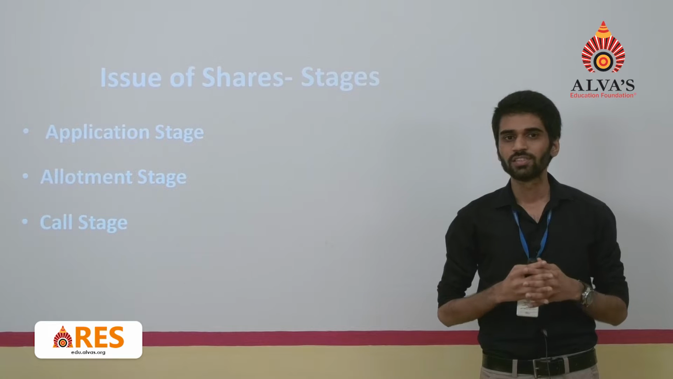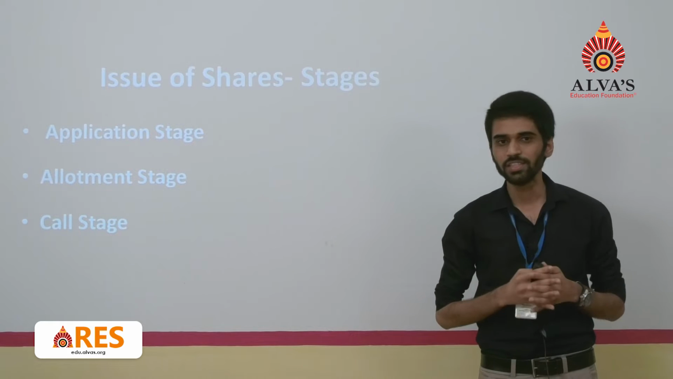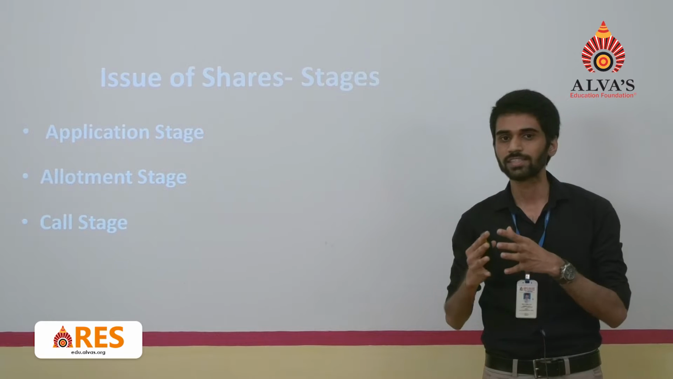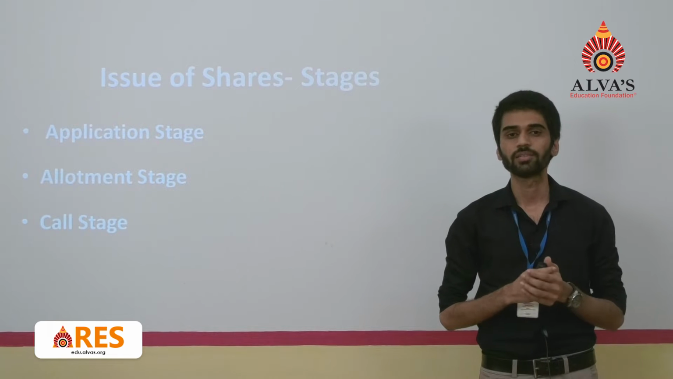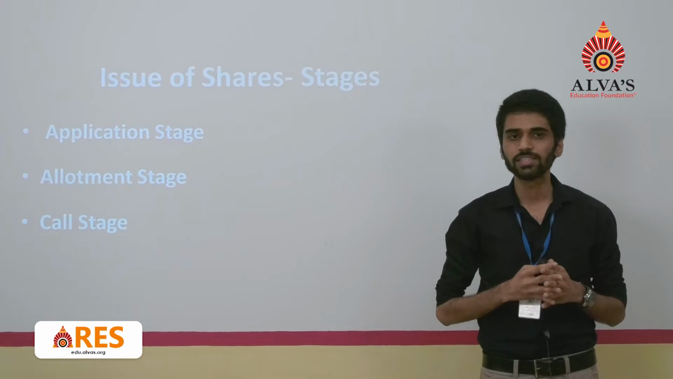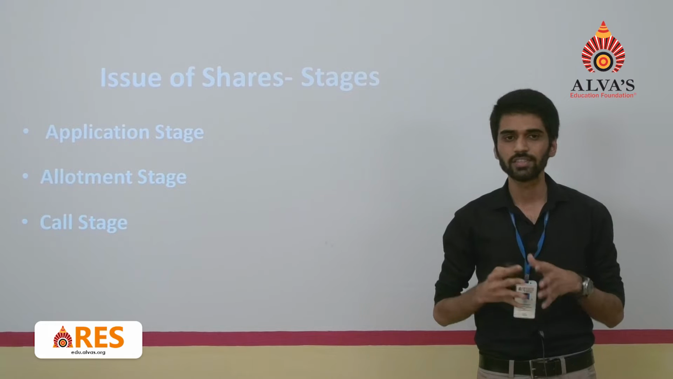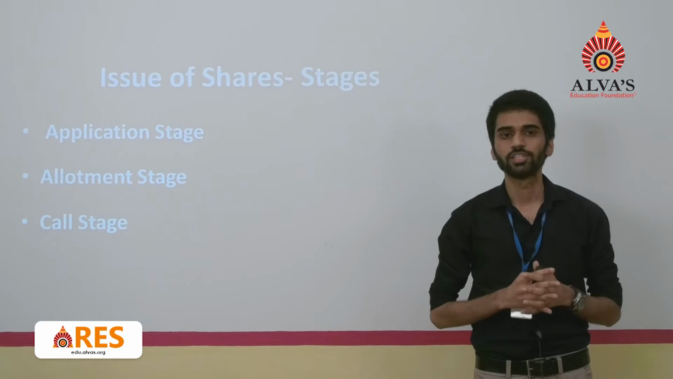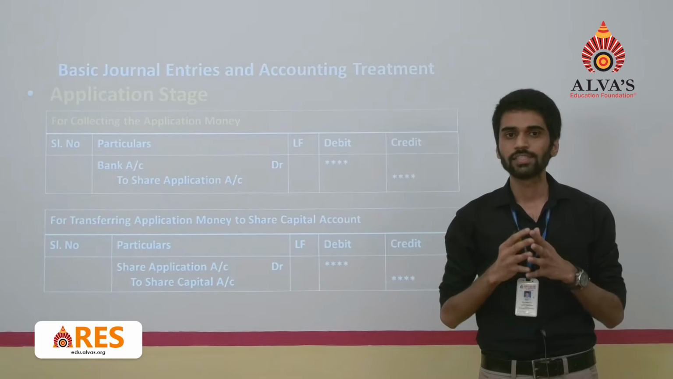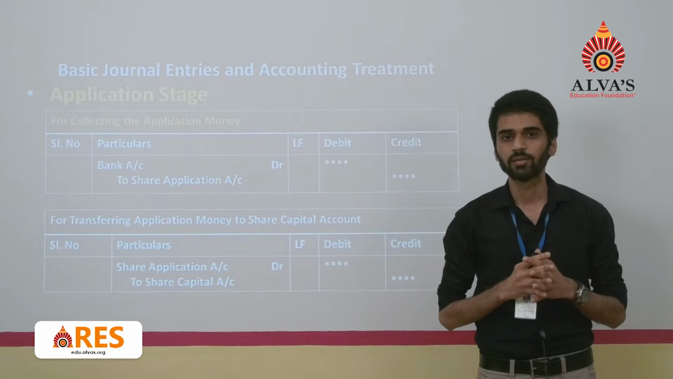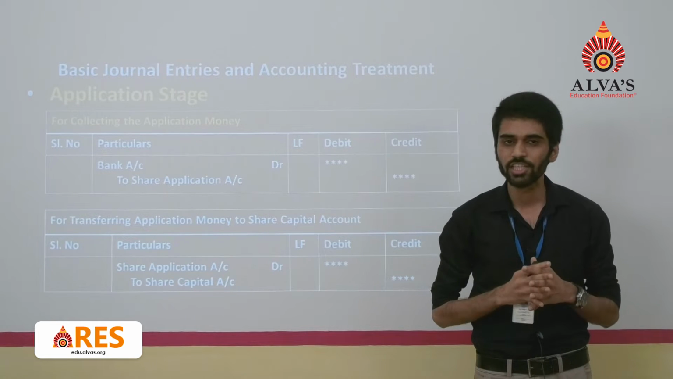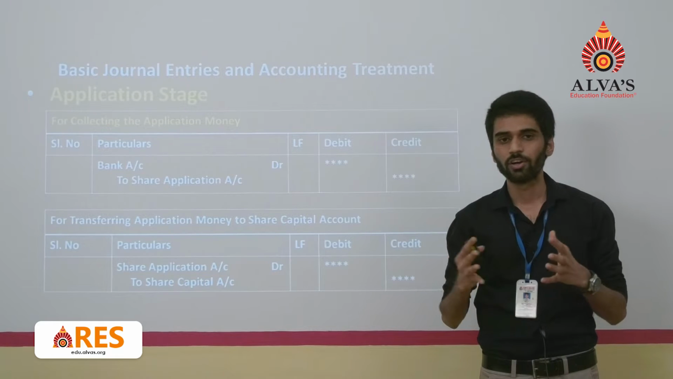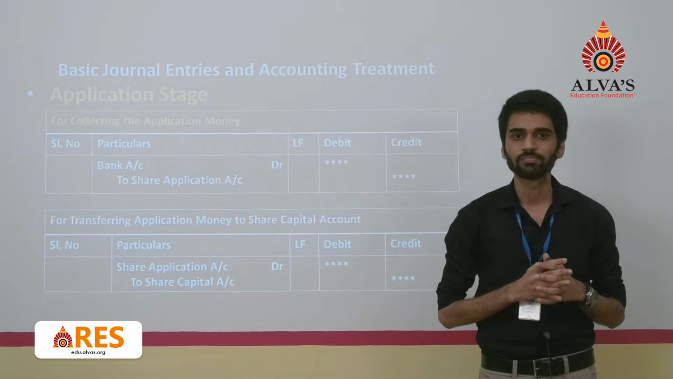Each stage has its own journal entries, and the purpose of these stages is to raise the share capital of the company. We have already discussed the various journal entries that are basic in nature in the issue of shares. So, the application stage is for collecting the application money, the allotment stage is for collecting the allotment money, and the final call stage is for collecting the final call money.